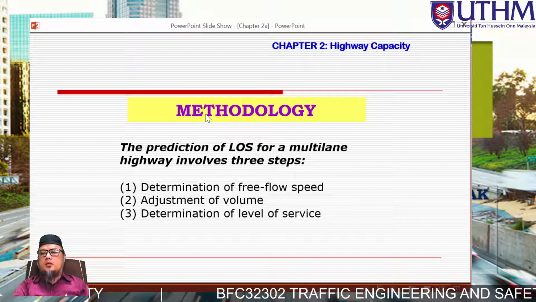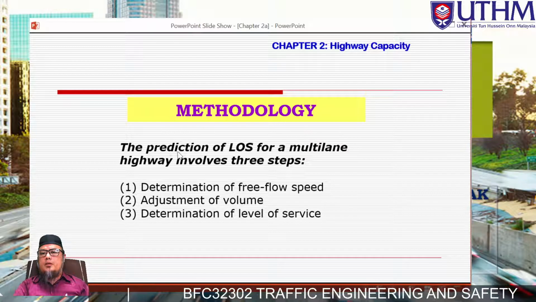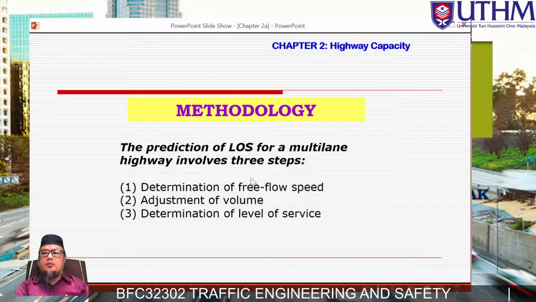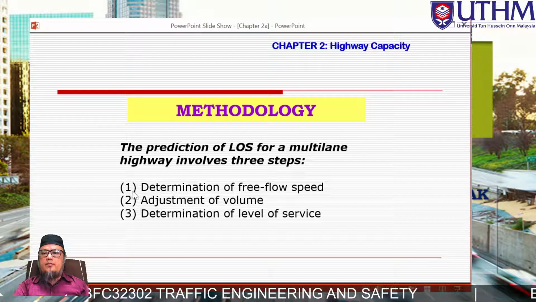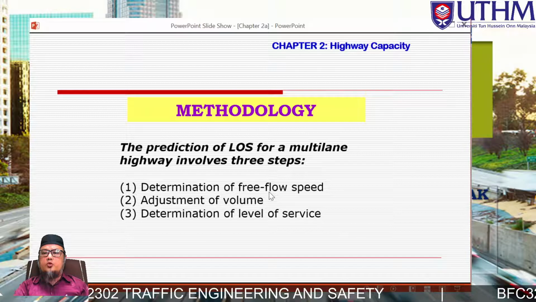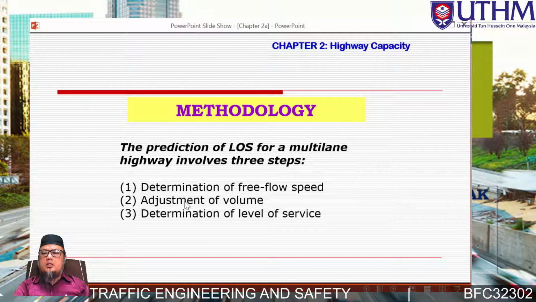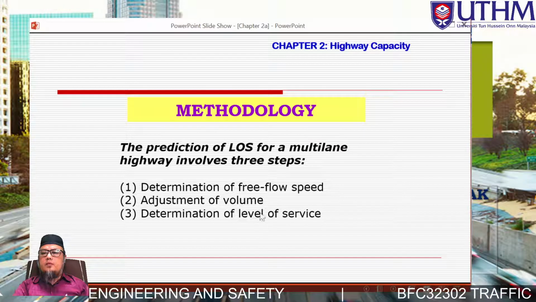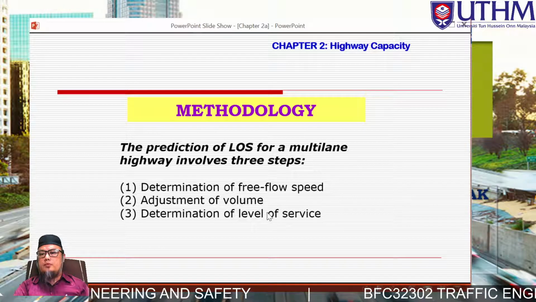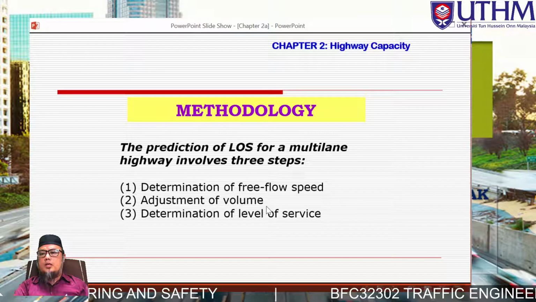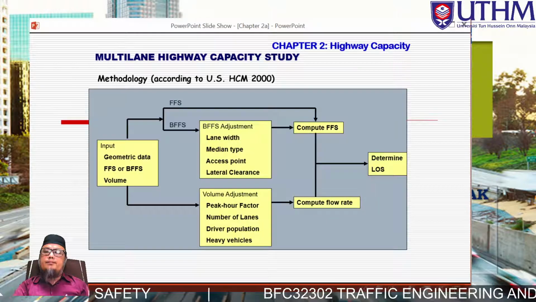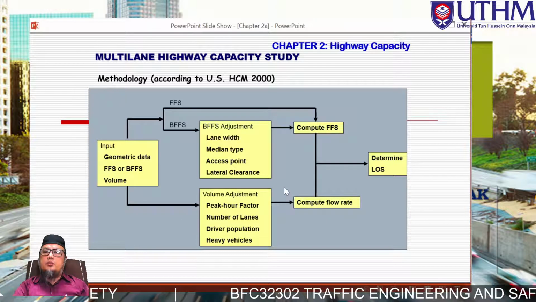Okay, next, methodology. Prediction of level of service for multi-lane highways involves 3 steps. Simply, the first one is determining free flow speed. Next, adjustment of volume. Third, determining level of service. But before this, we have to calculate the density. Okay, this is the flowchart or methodology.